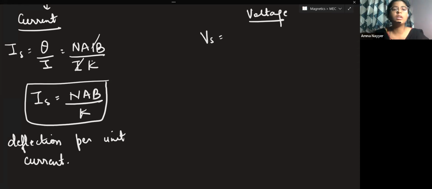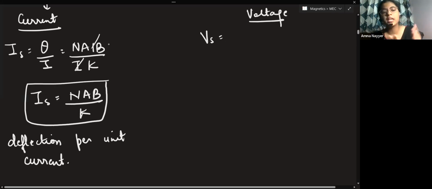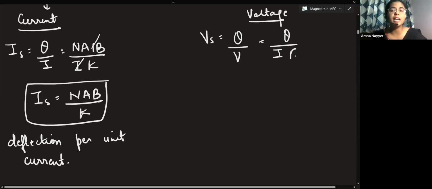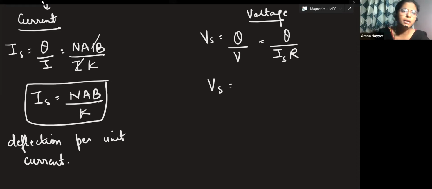All right. So voltage sensitivity is what? Voltage sensitivity is basically deflection per unit voltage. Now voltage, I can write it as IR using Ohm's law. So this is current sensitivity and I can write this in this way. So theta was what? Theta divided by I, not IS, because IS will become current sensitivity, no? So let's just write I only.